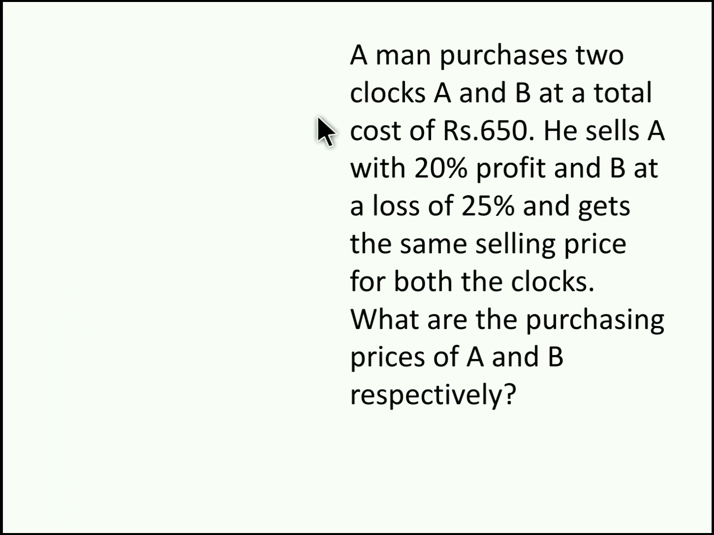A man purchases 2 clocks A and B at a total cost of 650. He sells A with 20% profit and B at a loss of 25% and gets the same selling price for both the clocks. What are the purchasing prices of A and B respectively? So total cost price of 2 clocks is 650 rupees.